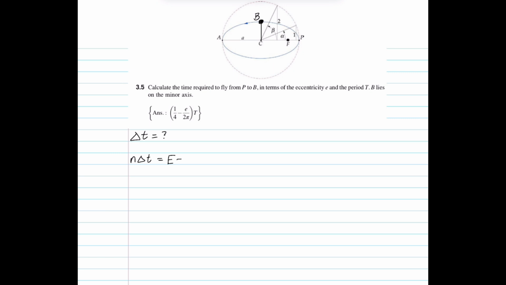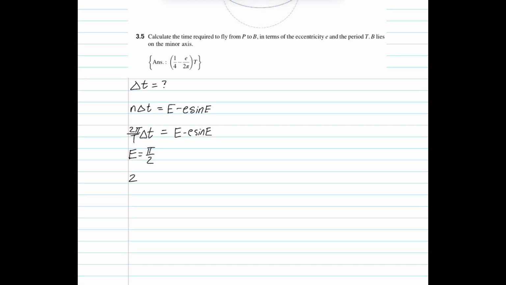Well, we know that mean anomaly equals n times delta t, and that equals the eccentric anomaly minus e times sine of the eccentric anomaly, and n equals 2 pi over T, so let's substitute that. We know that at the minor axis the eccentric anomaly equals pi over 2, so substituting that in, we have this, and then rearranging for delta t solves to this.